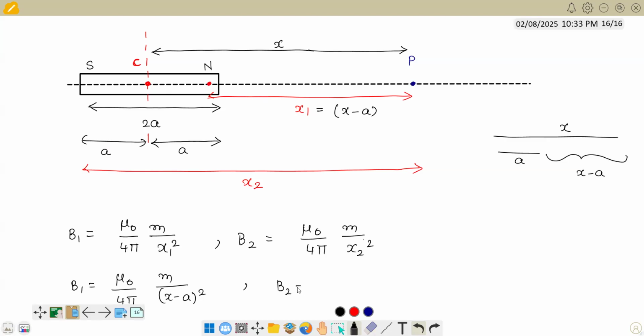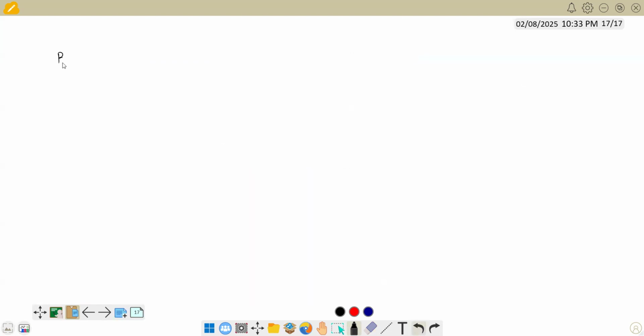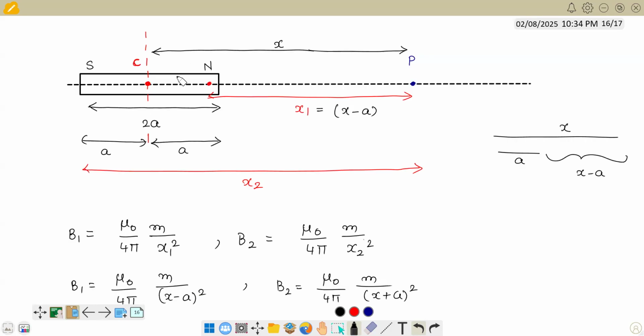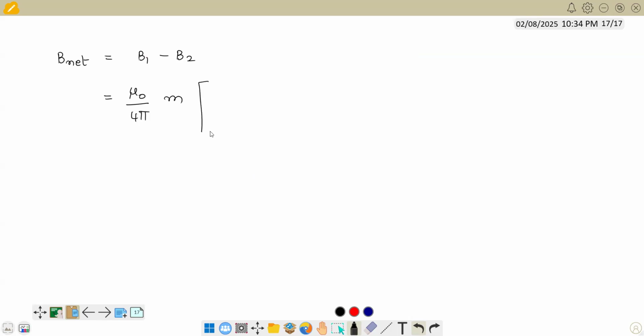Similarly, B2 would be mu naught by 4 pi m by x plus a whole square. Think about this. From here to here it is x, this is a, so total would be x plus a whole square. So B net would be B1 minus B2. So mu naught by 4 pi m, if I take common, I will get 1 by x minus a whole square minus 1 by x plus a whole square.